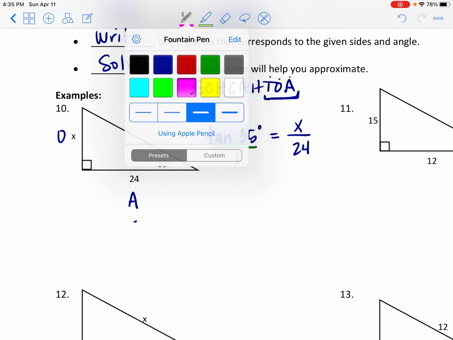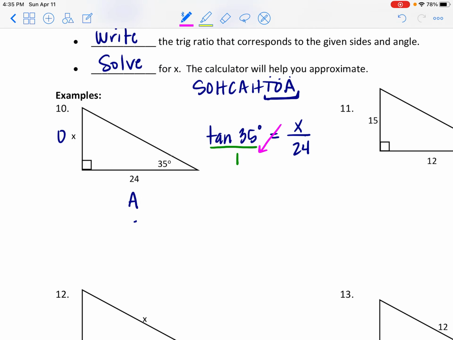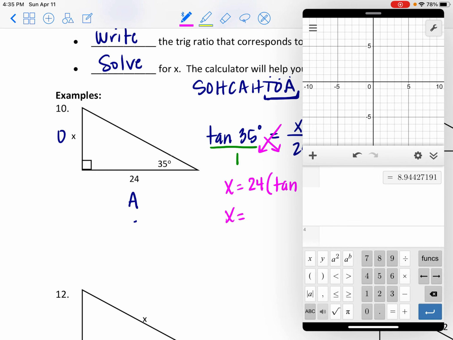So if I want to solve for x here, x times 1 is going to be x, and then when I cross multiply here, I'm going to have to multiply 24 by the tangent of 35. And so x is going to equal, we go to our calculator, and let me get rid of this stuff.